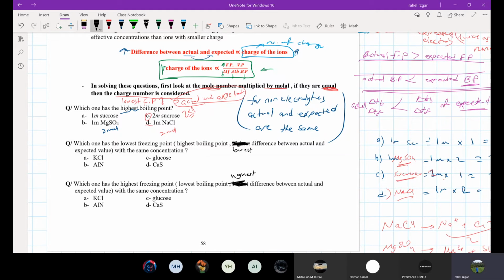Next question. Which one has the lowest freezing point or highest boiling point or lowest difference between actual and unexpected? Then the answer would be what? A. Exactly. A.